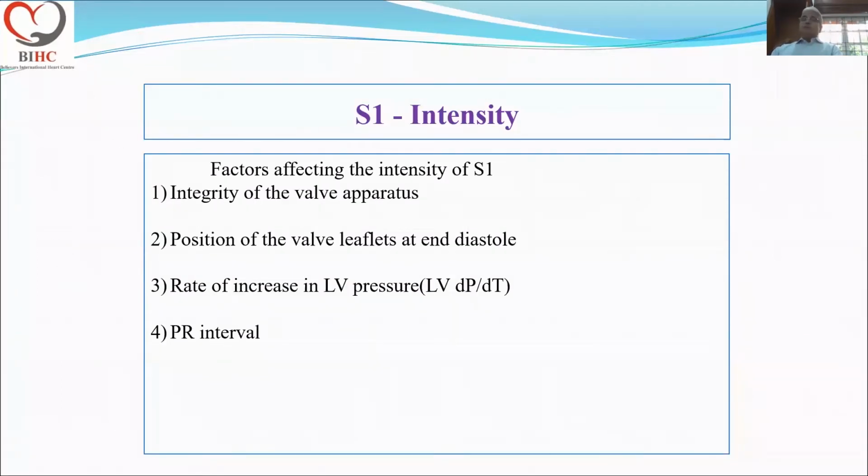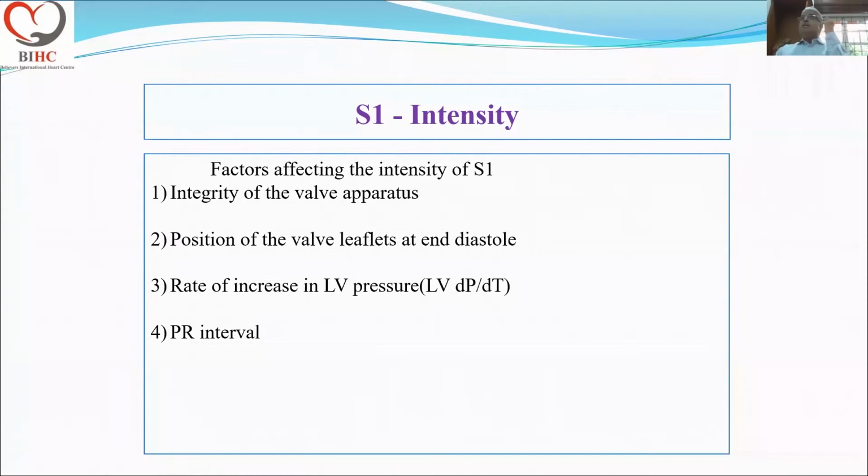With regard to the first sound, the most important aspect that we make out is its intensity. Is it normal, loud, or feeble? It's heard over the apex beat. It's heard with the diaphragm. To appreciate the intensity of the first sound, I always draw the comparison with a door and how you close it. Think of a sturdy, rigid door being closed by a young person with a lot of strength in his arm. You hear a loud sound.